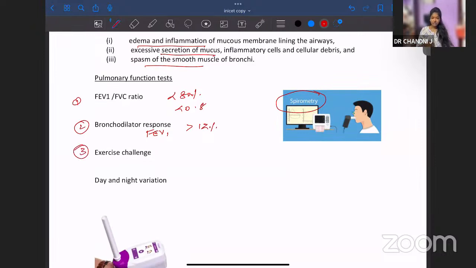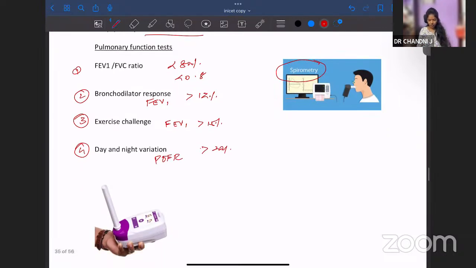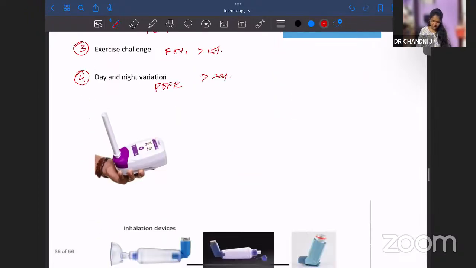Third, exercise challenge. You do exercise and what will happen? It will worsen. So after exercise, if the worsening is more than 15%, it is diagnostic of asthma. Last, diurnal variation, AM and PM variation. Peak expiratory flow rate you have to do. If the variation is more than 20%, it is asthma. So 12, 15, 20, remember. What is this? Nothing but FeNO. What is FeNO? Fractional exhaled concentration of nitric oxide. If it is more than 20 parts per billion, it is diagnostic of asthma.